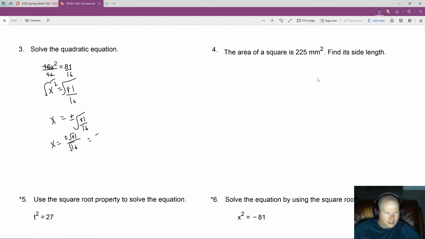Square root of 81 is 9. Square root of 16 is 4. So this simply turns into negative 9/4 and positive 9/4, right? Again, square root of 81 is 9 because 9 times 9 is 81. Square root of 16 is 4 because 4 times 4 is 16.